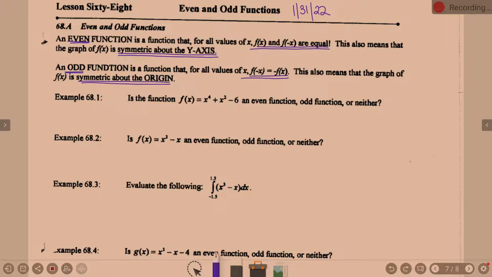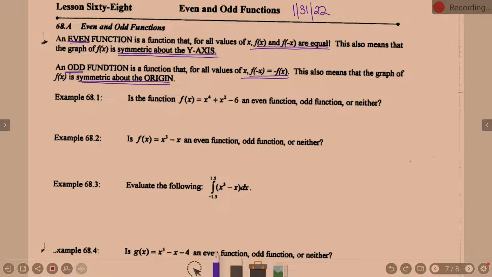Example 1: is the function f of x equals x to the fourth plus x squared minus 6 an even function, odd function, or neither? I'm saying even because the power on x would be positive. So if you put a negative x in there, negative x to the fourth would be positive that number. So I think it's even.